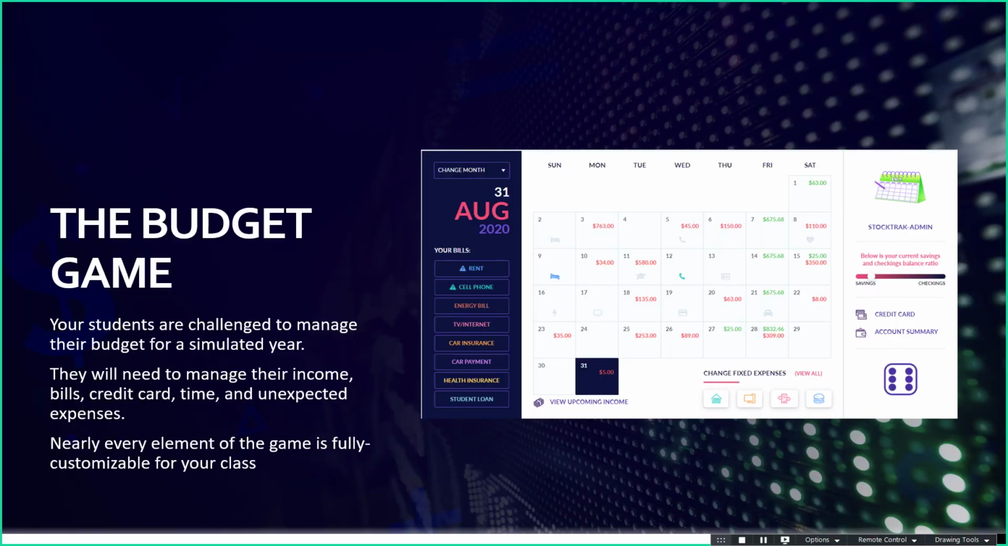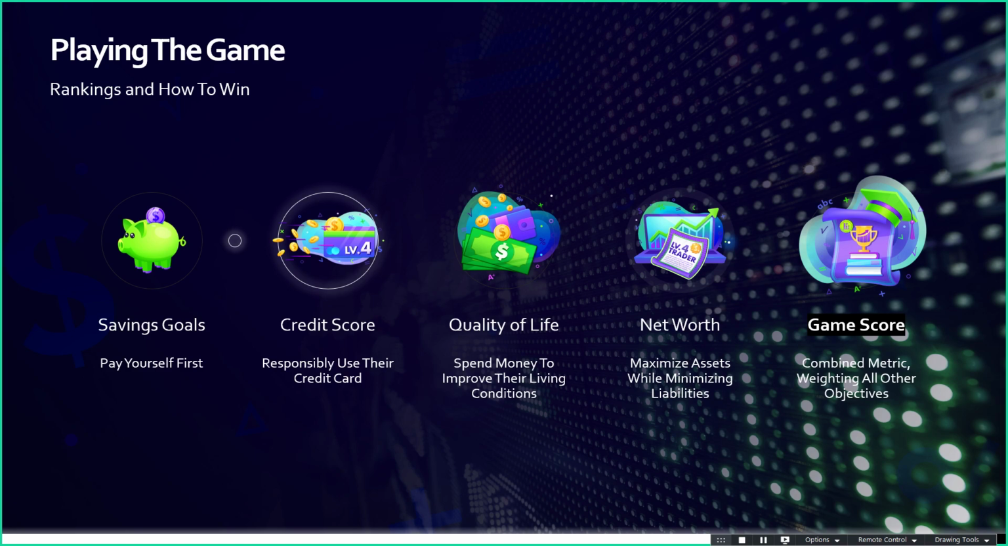In the budgeting game, as the students play through, there are 4 main objectives which add up to the end game score. First and foremost is savings goals. Students are prompted consistently throughout the month to transfer money from their checking account to their savings account. We use a pay-yourself-first model where the students get the most money by consistently, every month, saving 10% of their income regardless of their expenses.